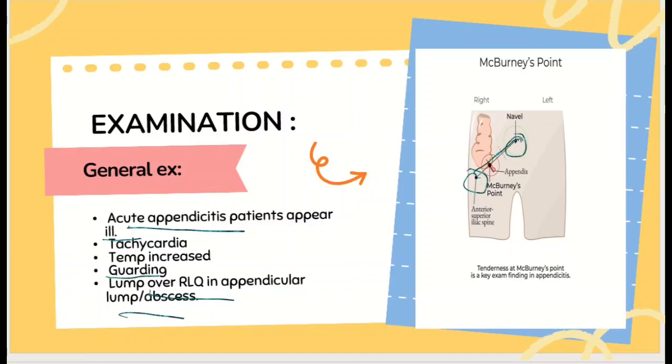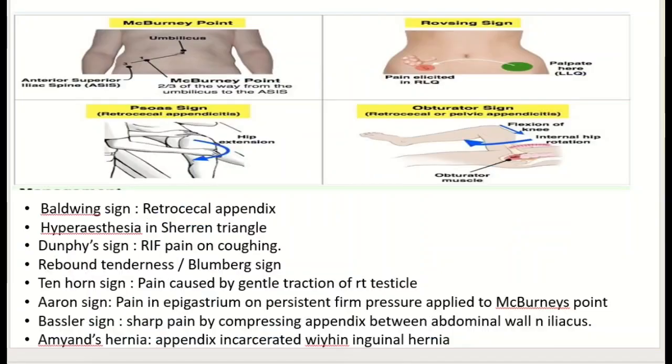So this is anterior superior iliac spine, this is the umbilicus. The line joining the anterior superior iliac spine and umbilicus is called spino-umbilical line. This is the medial 2/3 of this line, and this is the lateral 1/3 of this line. The junction between medial 2/3 and lateral 1/3 is called McBurney's point. So typically in appendicitis, tenderness is present at the McBurney's point.